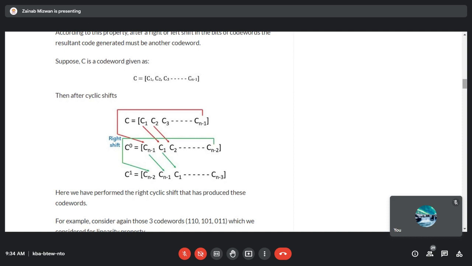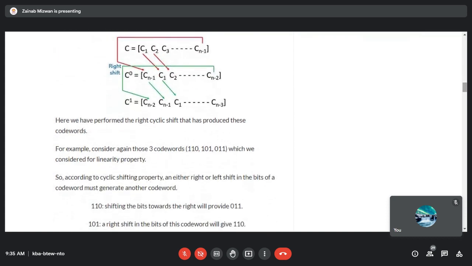When we do a right shift, what will happen? C1, which was at the MSB, will come next to the MSB, and Cn minus 1, which was at the LSB, will come to the MSB. This cyclic shift, moving the code word by a right shift, is going to generate another code word. Here we have performed the right cyclic shift that has produced this code word.